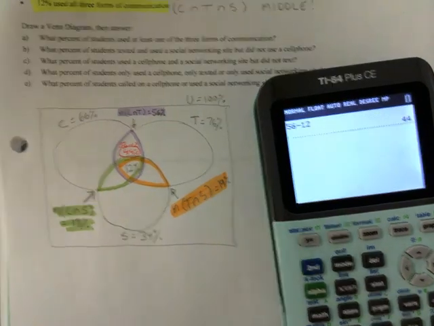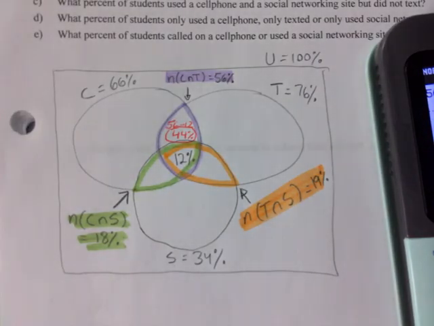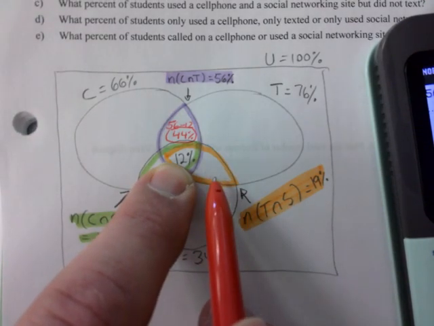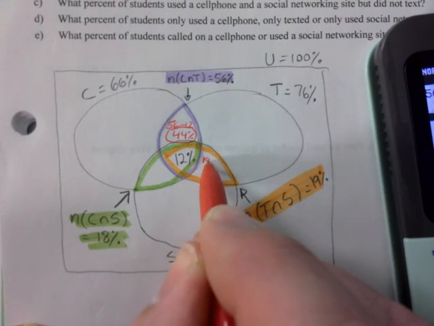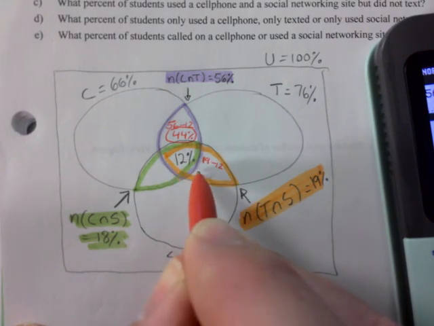Let me zoom into my Venn diagram. That way you can see it better there. That's 44. Then go over to this one, this section here. We're going to go 19 minus 12. Okay, and that's 7%.